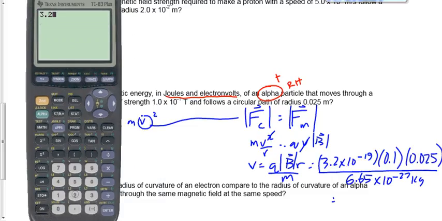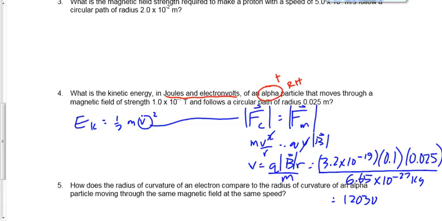We're going to say 3.2 times 10 to the minus 19 times 0.1 Tesla times 0.025 for the radius. So let's divide that by the mass, 6.65 times 10 to the minus 27. And I get 120,300 meters per second. That seems more reasonable, right? We're talking 1.2 times 10 to the 5 meters per second, which now we're going to plug in here and solve for the kinetic energy. And what did it work out to be? I think 4.8 times 10 to the minus 17, I think it was.